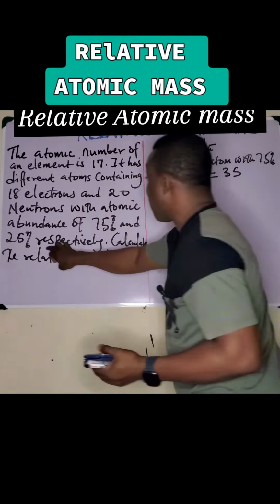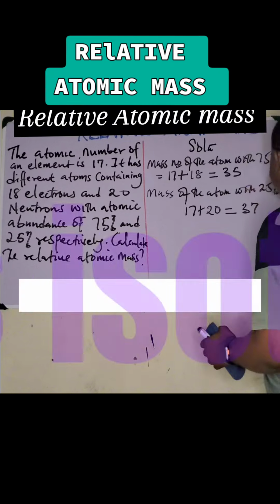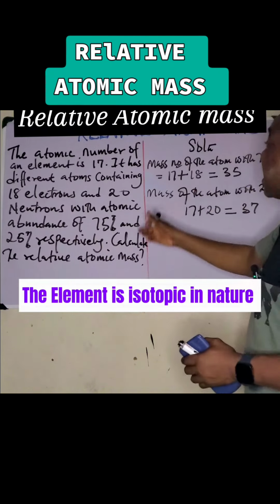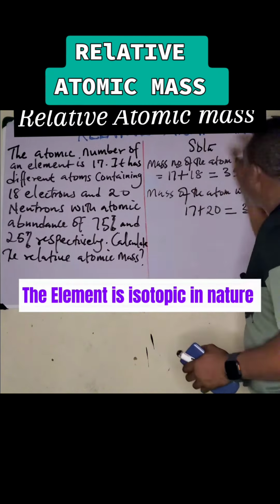Mass number, 20 plus 17. So this will give us 37. Remember, 17 is constant here because 17 is the atomic number. What differs is the mass number. So in this case, it simply means that the mass number of this element in question is 35 and 37. But this element has the same atomic number of 17 and 17.